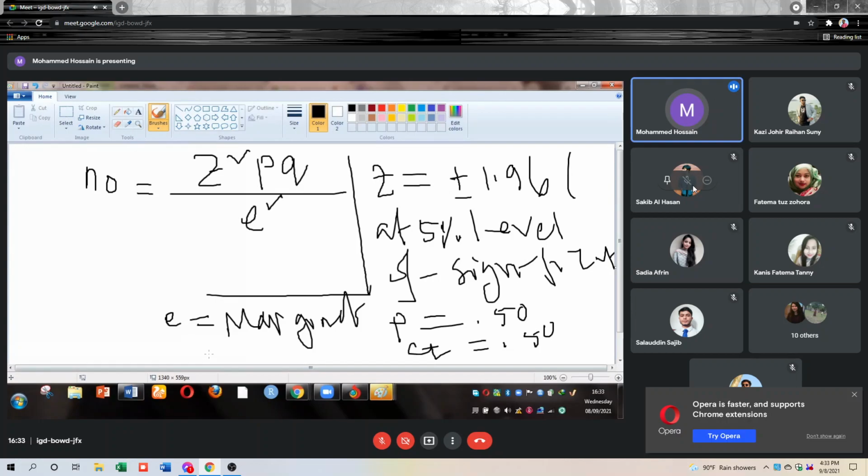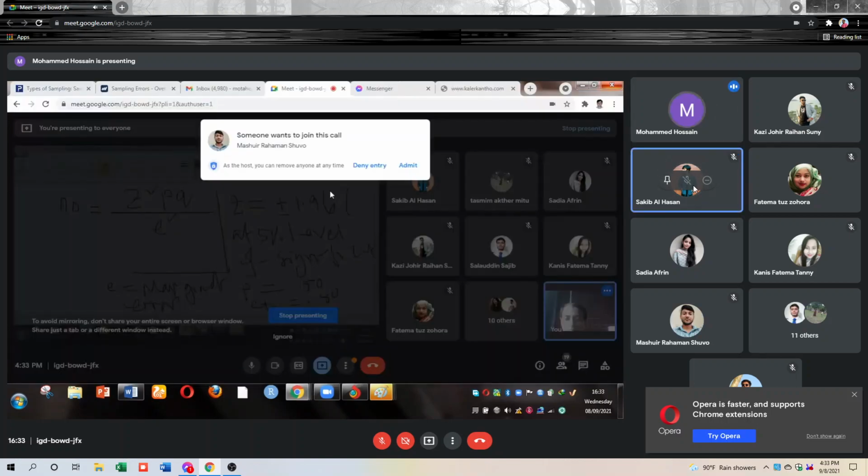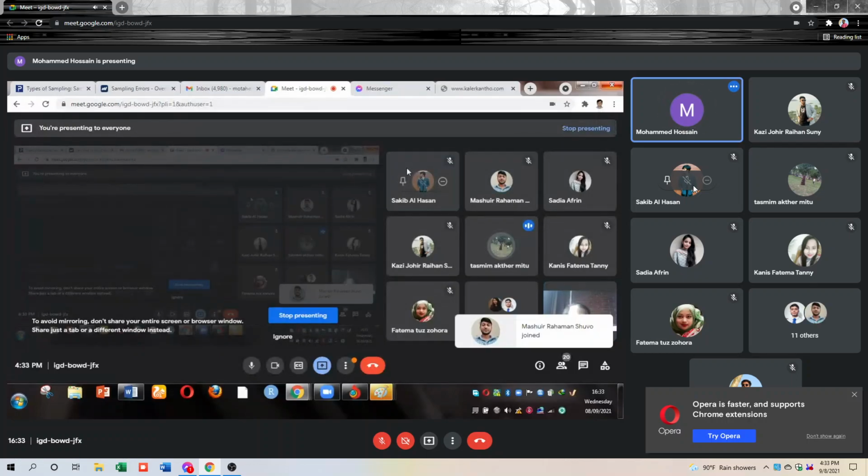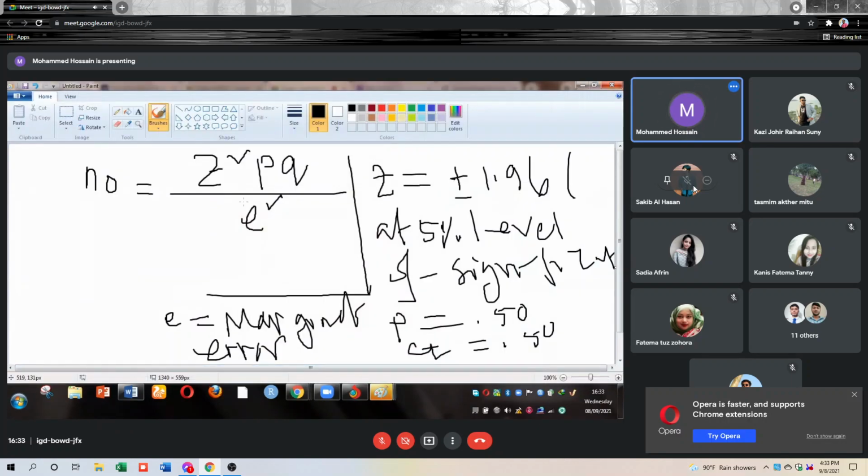So what is the limit of margin of error? Margin of error limit? 3% to 8%. Yeah, 3% to 8% is your margin of error limit.